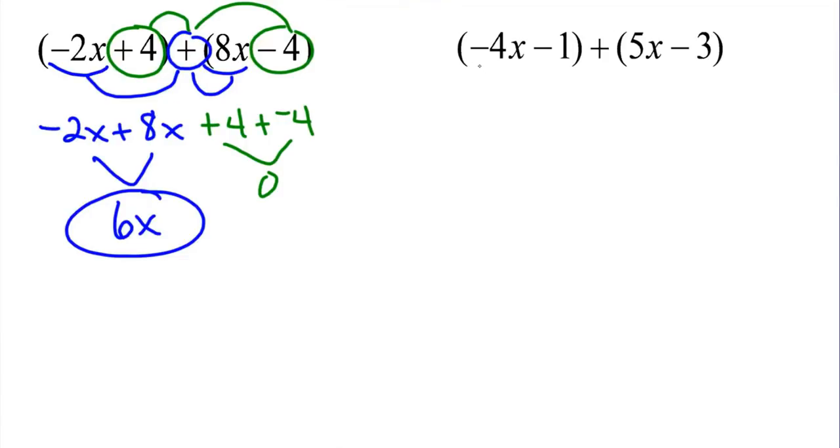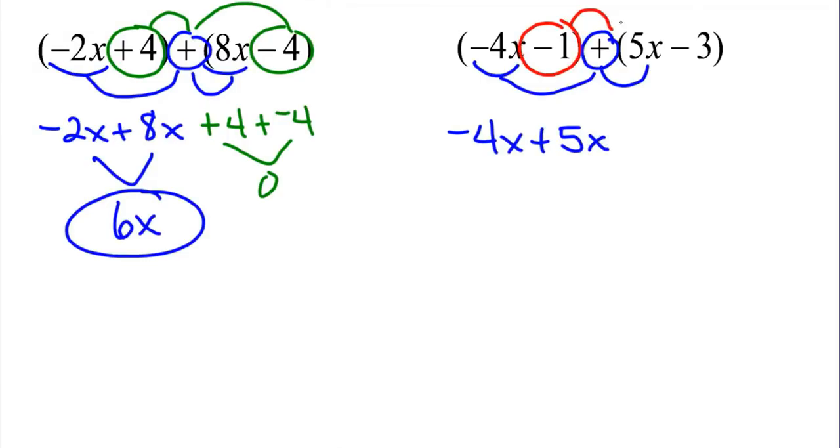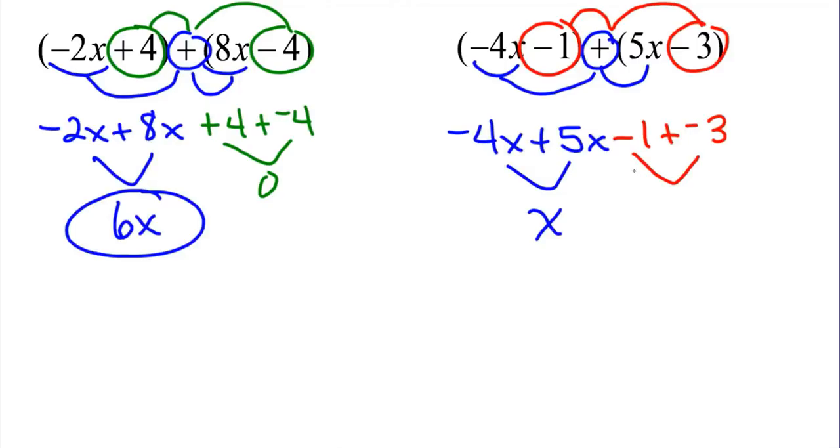In the next one, again, my x terms, negative 4x plus 5x. And my constants, I'm going to think of that as a negative 1 plus a negative 3. When I combine my x terms together, negative 4x plus 5x is 1x, or just x. Again, I don't need to put the 1 there as the coefficient. And when I combine my constants, negative 1 plus negative 3 is negative 4, so it would be minus 4. x minus 4 is my result. Those are not like terms, so I am simplified. Okay.